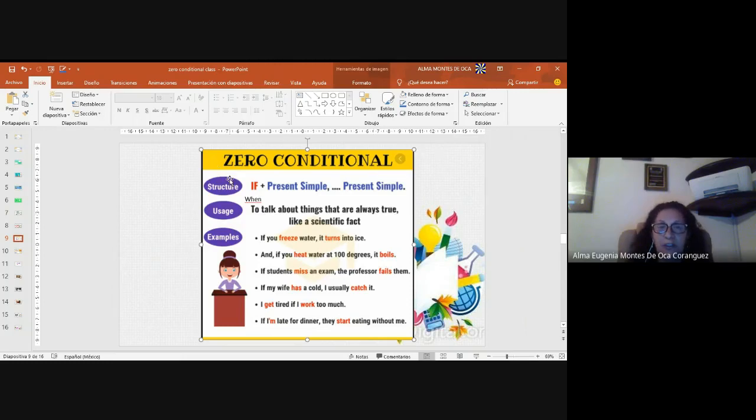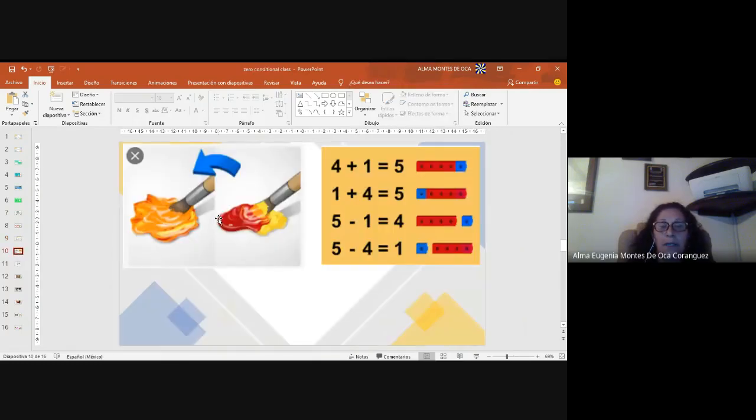Okay, remember, the structure of the zero conditional is if or when plus simple present sentence, comma, plus simple present sentence. And remember, it talks about things that are always true, like a scientific fact. Something that never changes. Example: if you mix yellow paint and red paint, you get orange paint. Always in different tones, but it always happens the same.